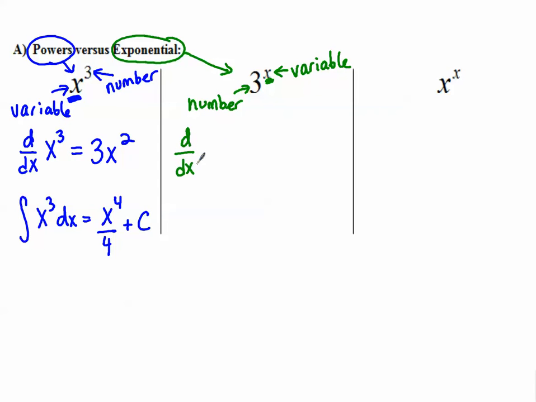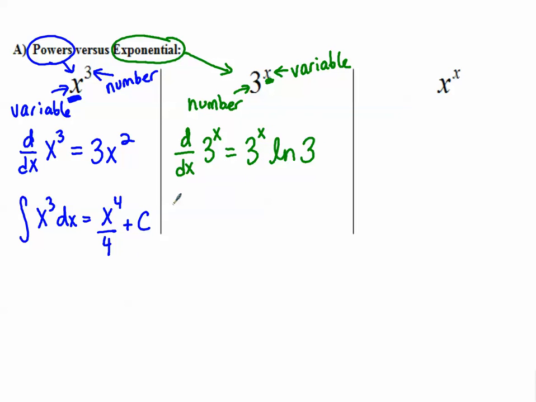That looks like this. The derivative with respect to x of 3 to the x is 3 to the x times the natural log of 3. Even if this is e to the x times the natural log of e. Remember, the natural log of e is just 1. That's why the derivative of e to the x is e to the x.